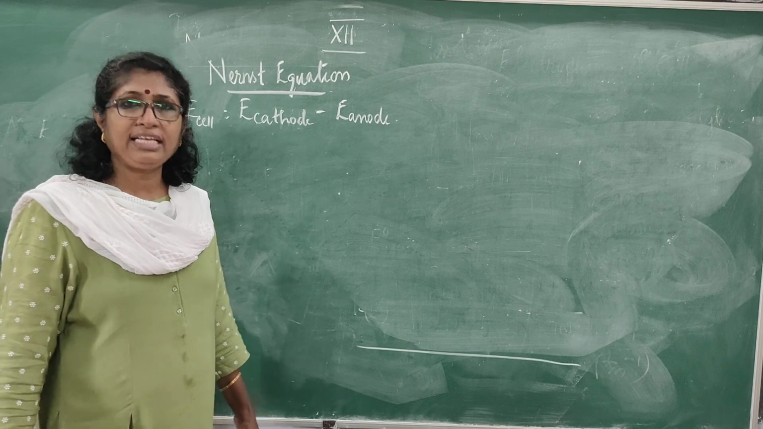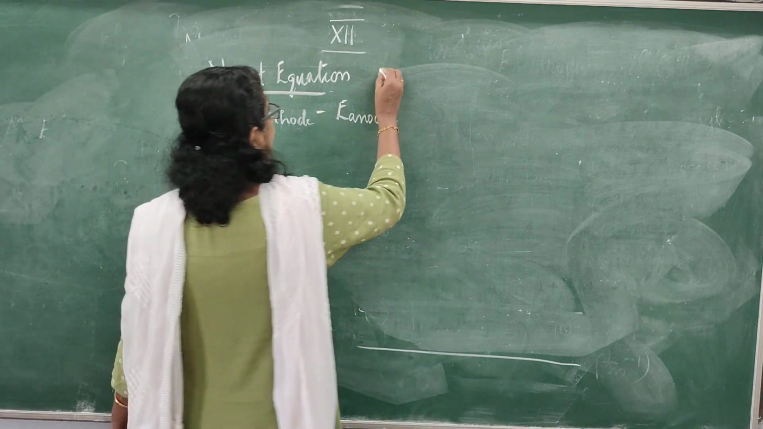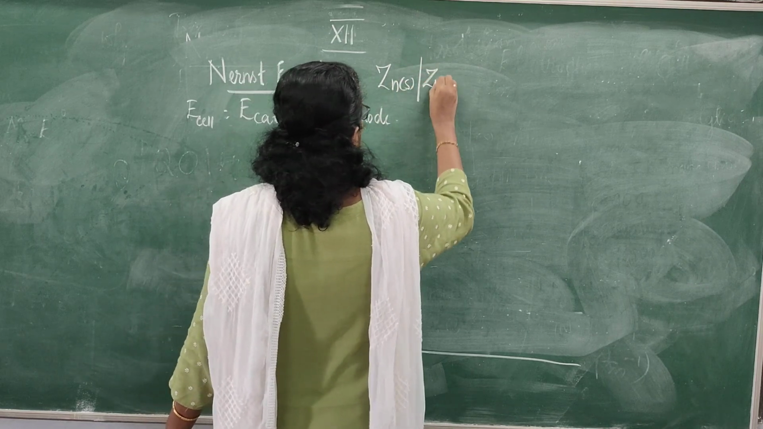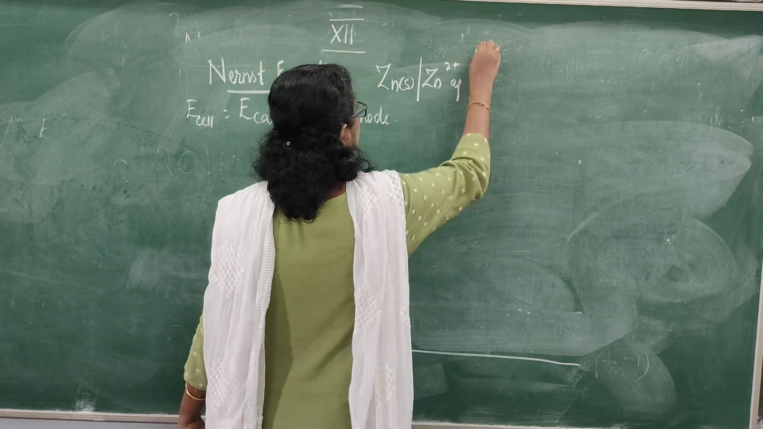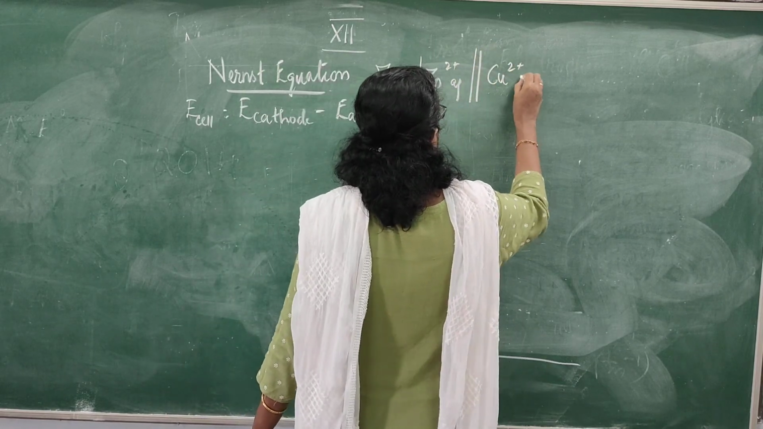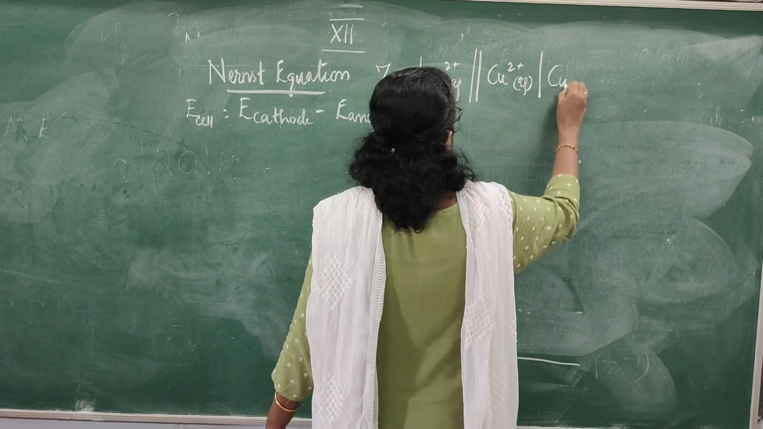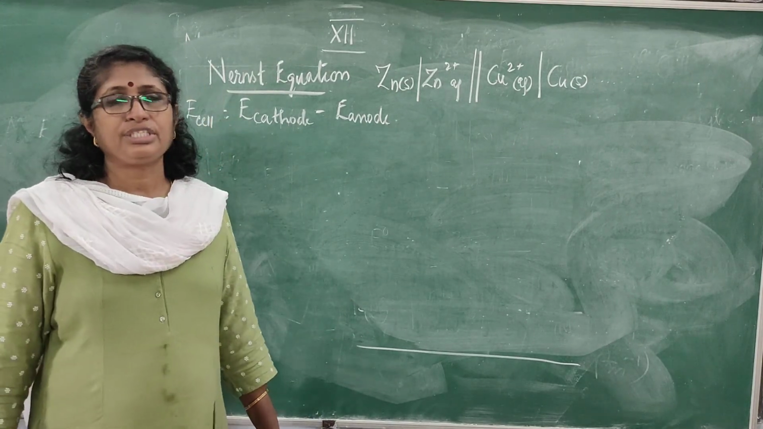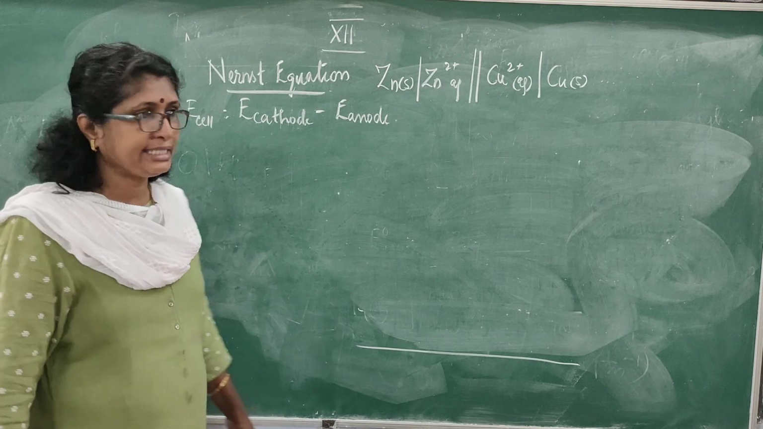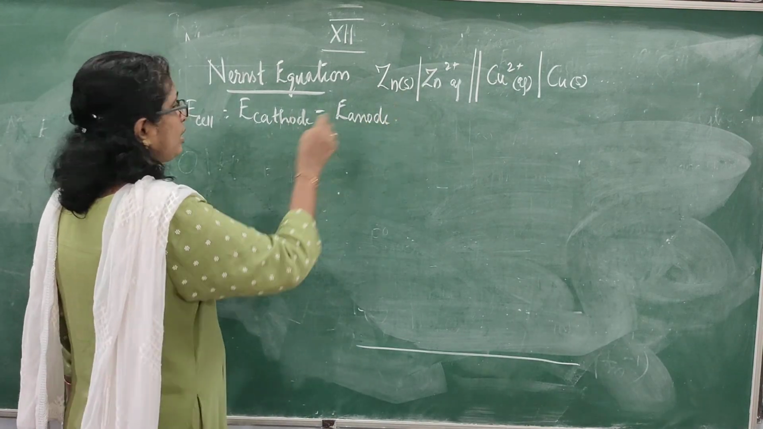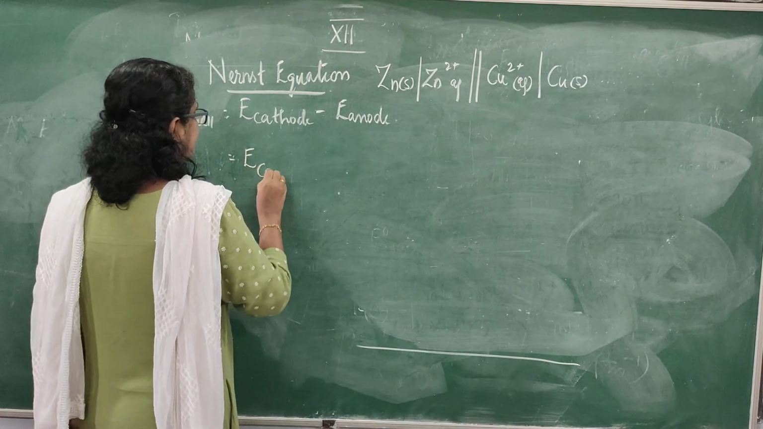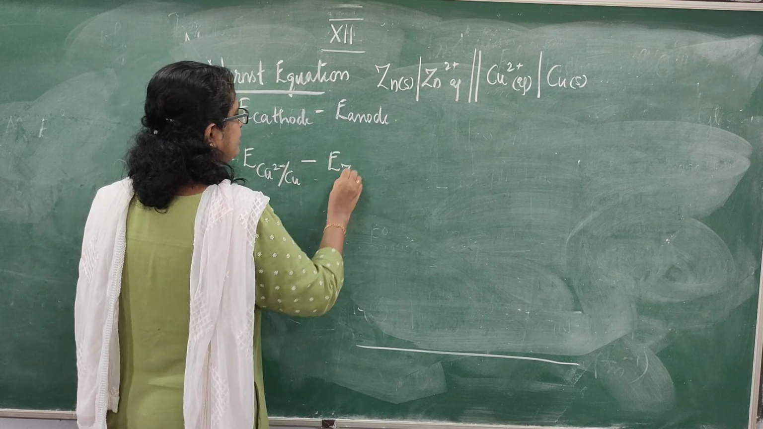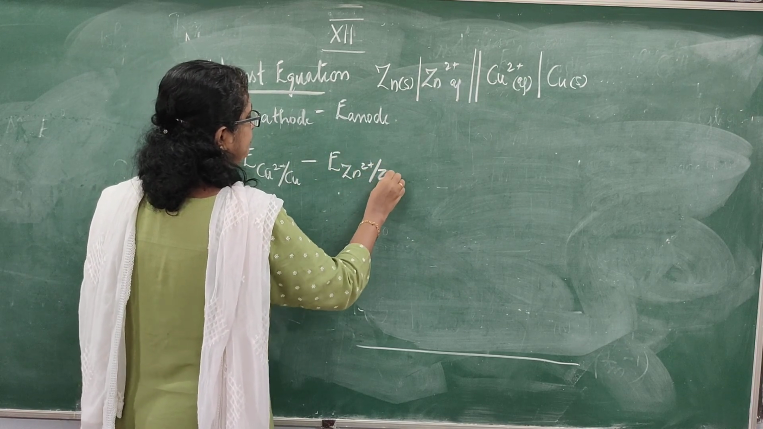Now consider the galvanic cell, the Daniell cell, that is Zn solid, Zn2+ aqueous, then Cu2+ aqueous, Cu solid. This is the Daniell cell with different molar concentrations. So consider this Daniell cell. Then what is the cathode here? Copper.